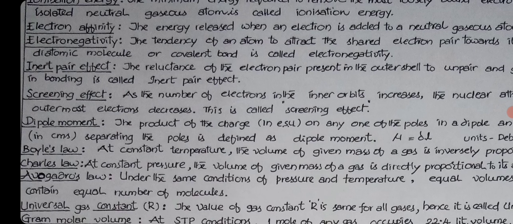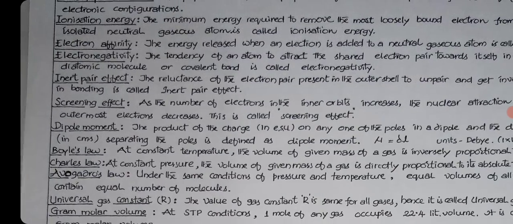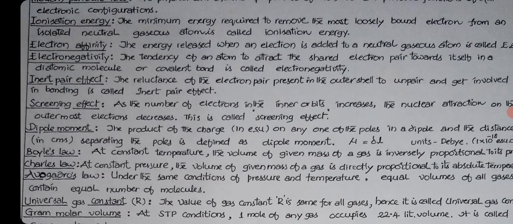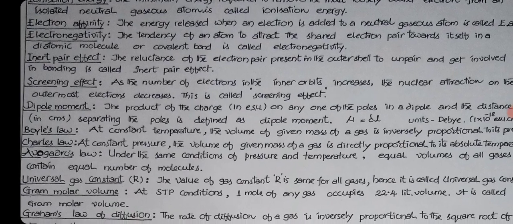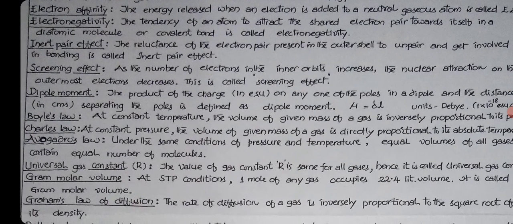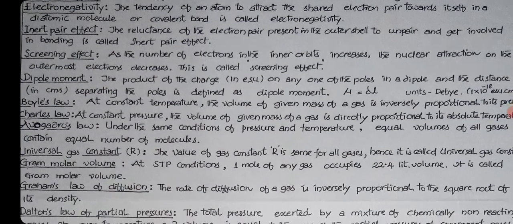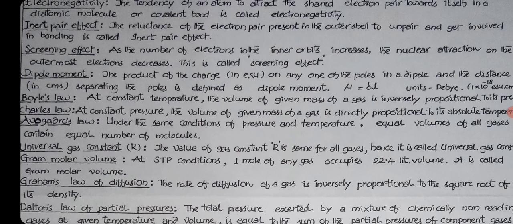Inert pair effect. The reluctance of the electron pair present in the outer shell to unpair and get involved in bonding is called inert pair effect. That is, you can notice in case of thallium +1 oxidation state, lead +2 state, bismuth +3 states are more stable. Screening effect. As the number of electrons in the inner orbits increases, the nuclear attraction on the outermost electrons decreases. This is called a screening effect.